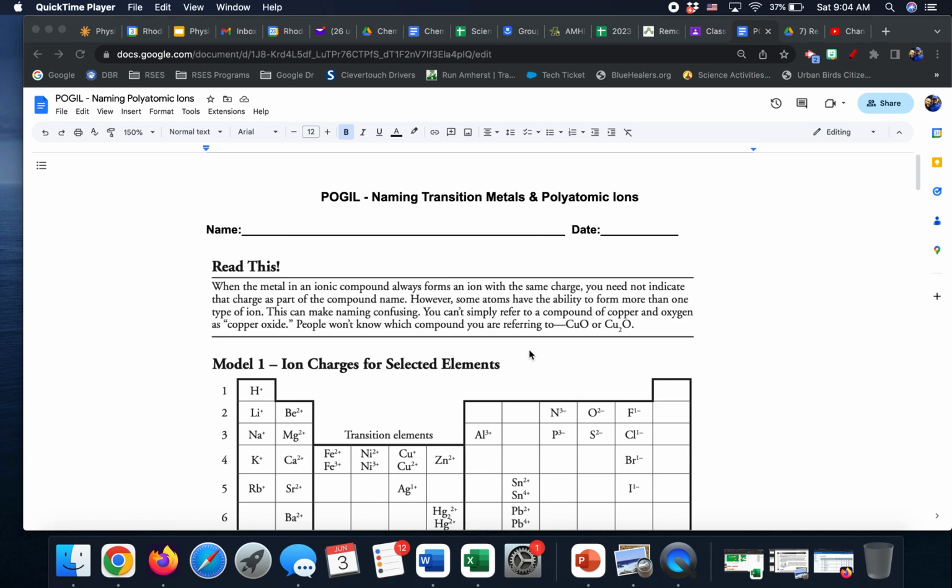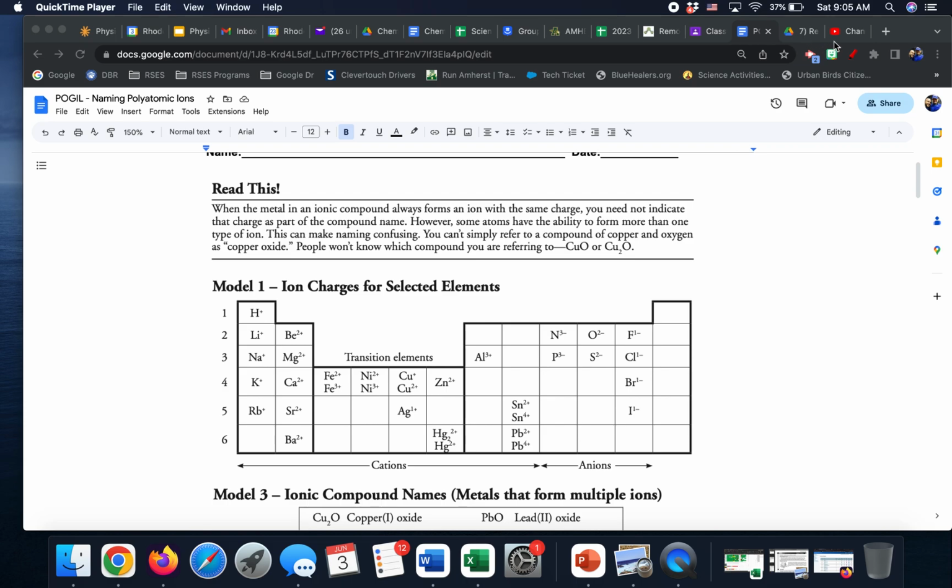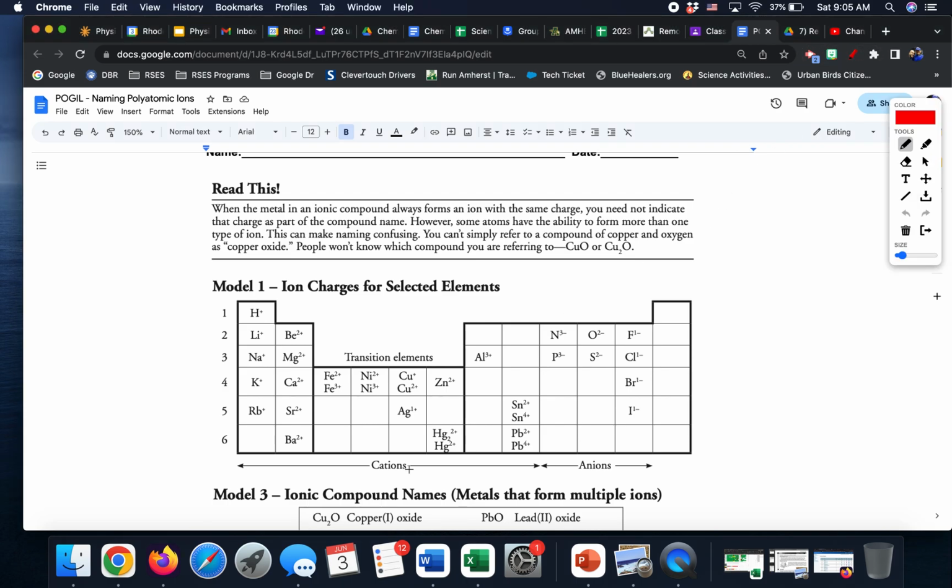Last one. This is the same model here, but we're going to use it to help learn how to name transition metals and polyatomic ions. As always, read this so you get a little background. Just a reminder, if you forgot what Model 1 is, everything over here are cations, meaning positive charges. This side are negative anions.